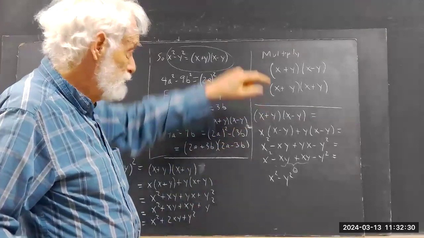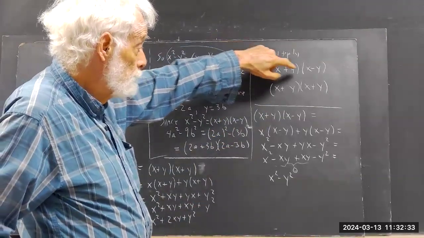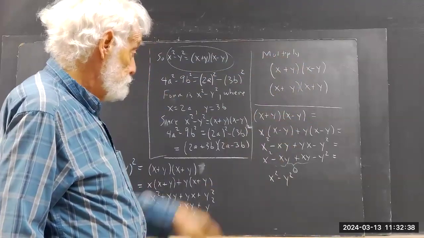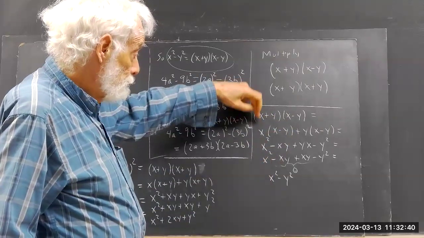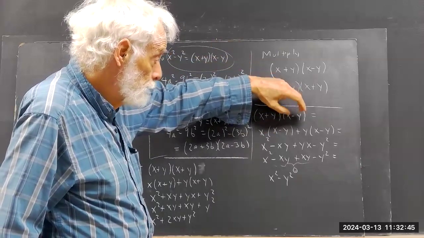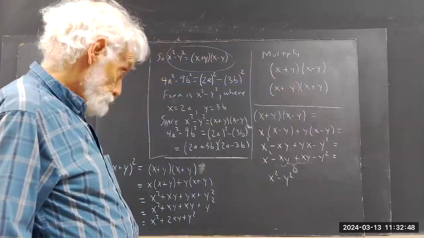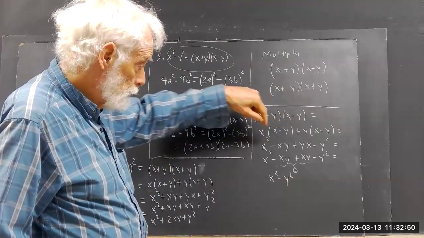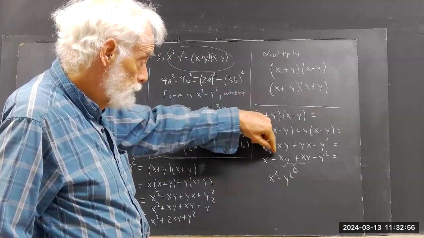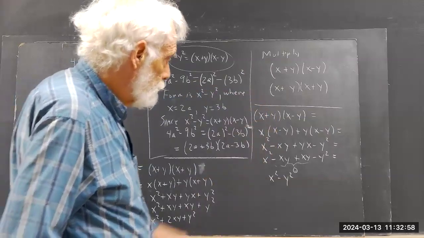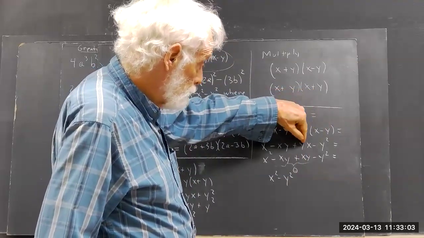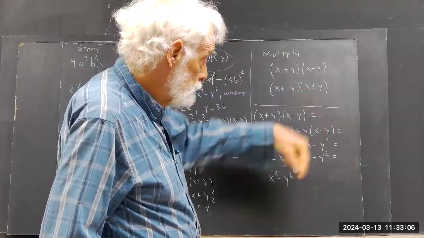Much better than yesterday. Okay, to multiply x plus y times x minus y, use the distributive law. So this will be x times x minus y, plus y times x minus y. If we multiply x times x minus y, we get x times x, which is x squared, minus x times y, which is minus xy. And if we multiply y times x minus y, we get y times x minus y times y, which is y squared.